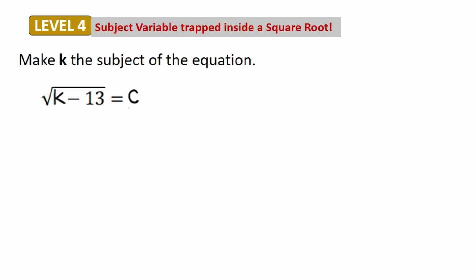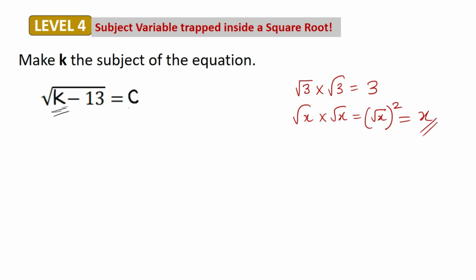Moving to level 4, you have the subject variable trapped inside a square root, which means here the question is to make k the subject of the equation, and you can see k is trapped inside the square root. Taking you back to some prior knowledge, we have learned in surds that square root of 3 times square root of 3 is equal to 3. Or you can say square root of x times square root of x, which technically means you're squaring the surd here, which is x.